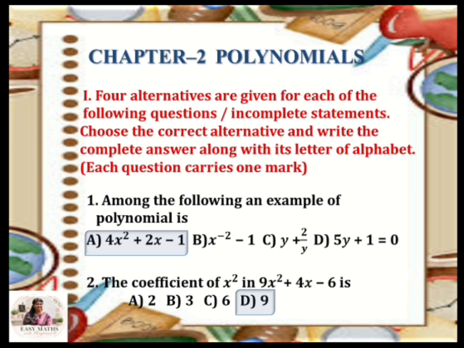Question number 2. The coefficient of x square in 9x square plus 4x minus 6 is. What is coefficient? So, coefficient is nothing but it is the number which is present behind the variables. So, here in this second question, they are asking about the coefficient of x square. In 9x square plus 4x minus 6, the coefficient of x square is 9. You can see here behind the x square, the number 9 is present.